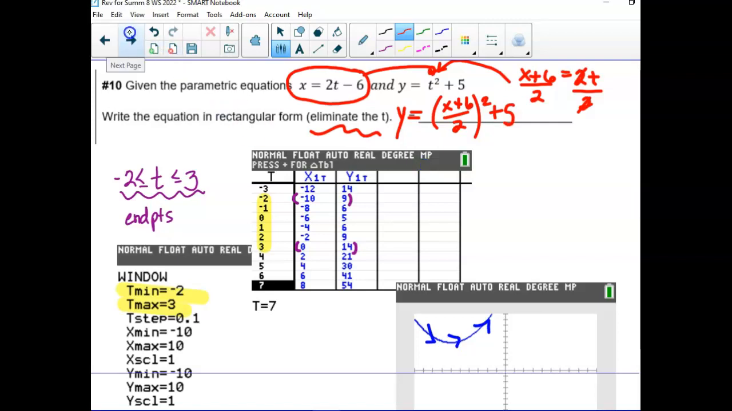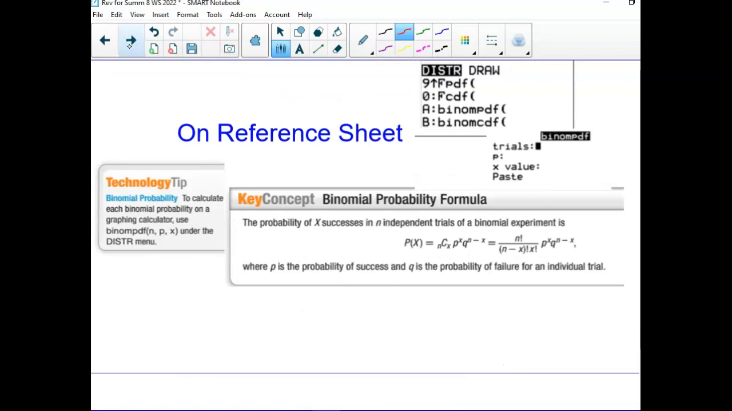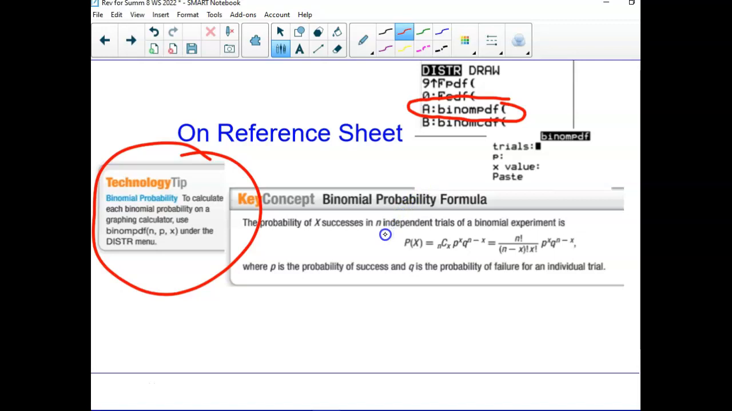All right, that's what I got on parametrics. Please review the worksheets if you need more practice. Then the other worksheet that you have, we need to talk about binomial probability and expected value, okay? What I really, really, really want to convince you of today is that I want you to only use the binom PDF button. This is from your reference sheet. I want you to stick with the binom PDF. And if they ask for something, I want you to add up any probabilities that they need.